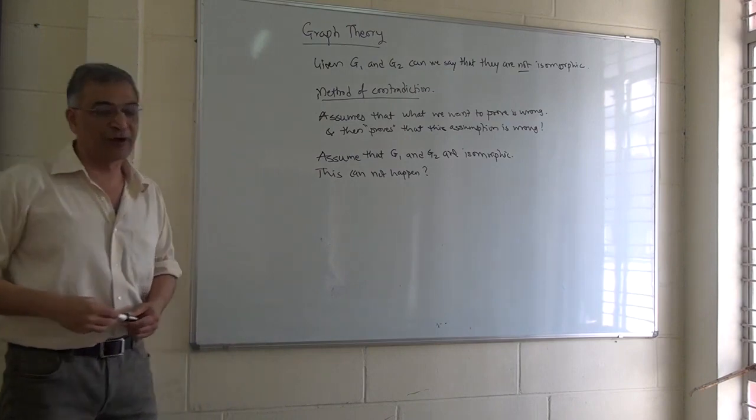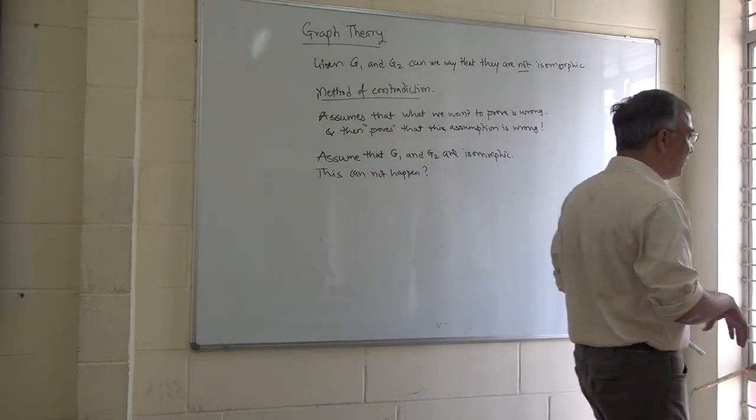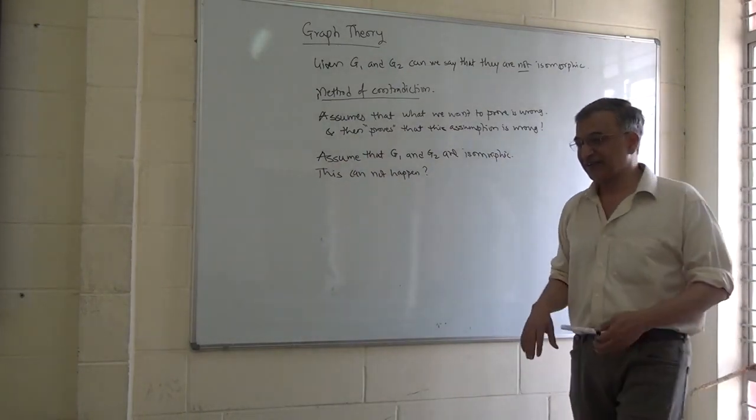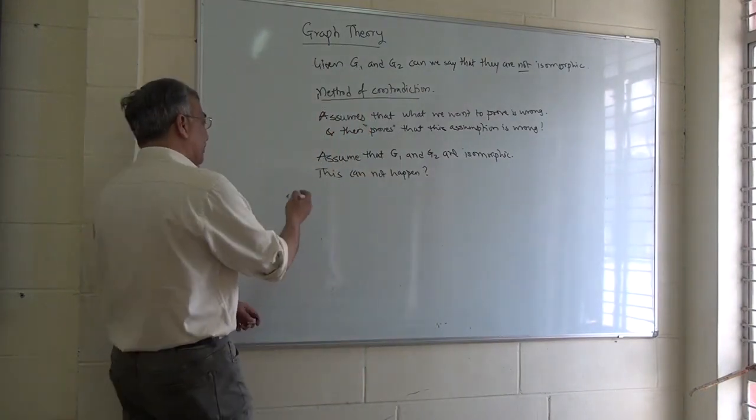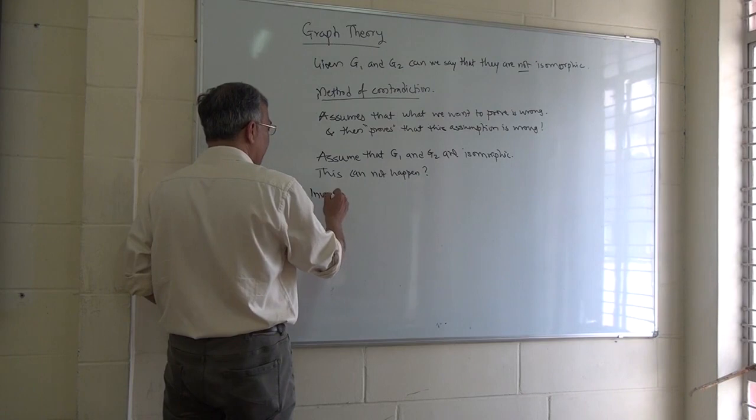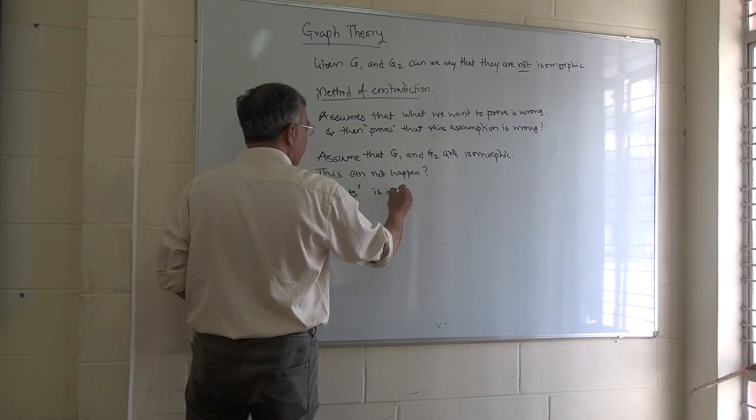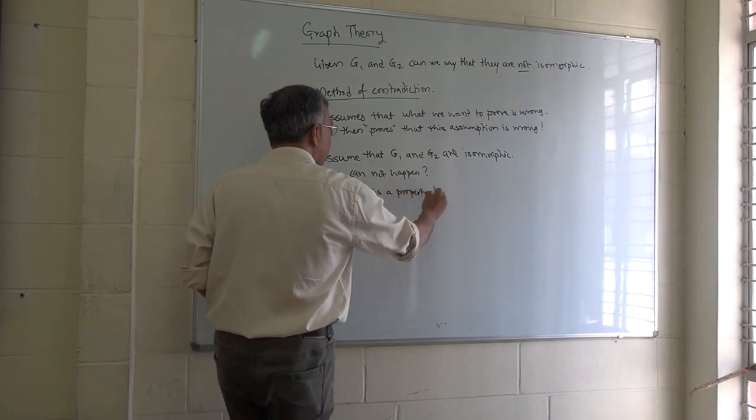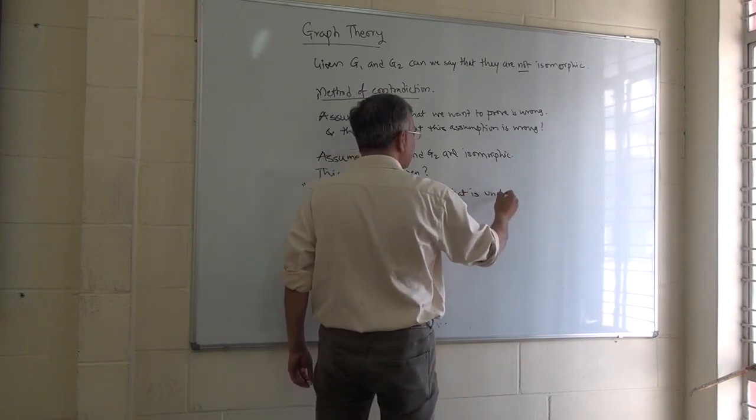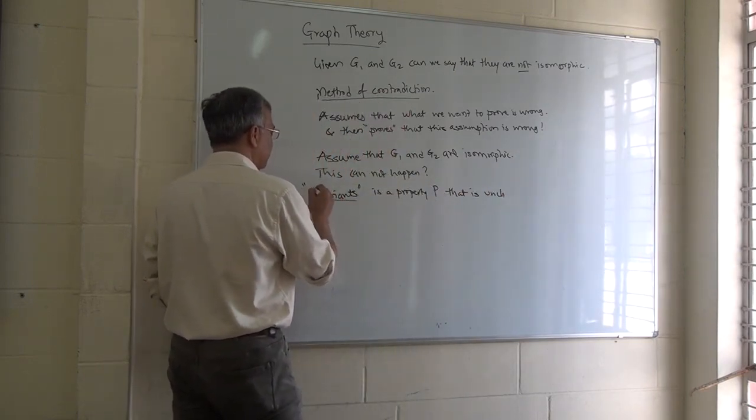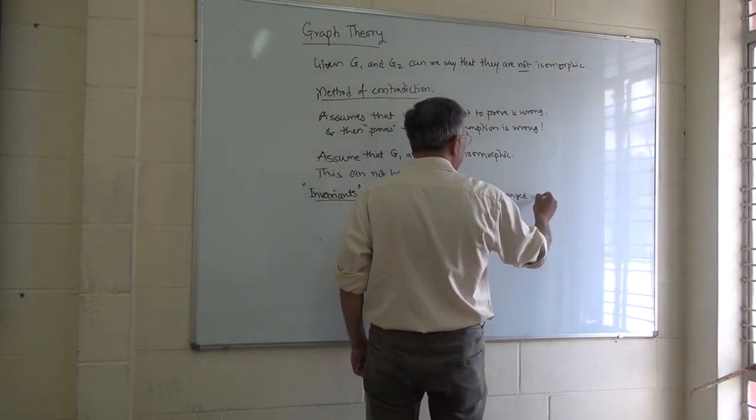This is where the concept of invariance comes in mathematics. This is again a very deep concept, and it has been used in all parts of mathematics. Invariance is a property P that is unchanged. That's why the word invariant. Invariant means unchanged under isomorphism.